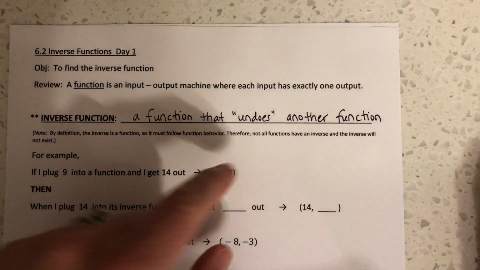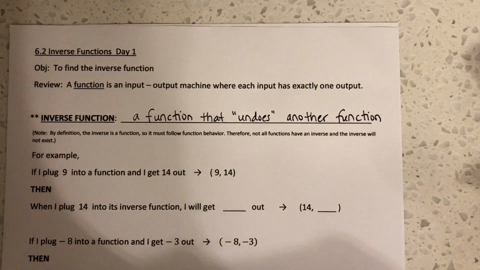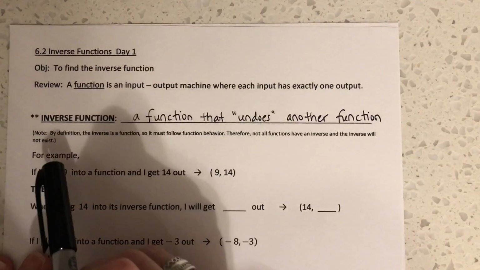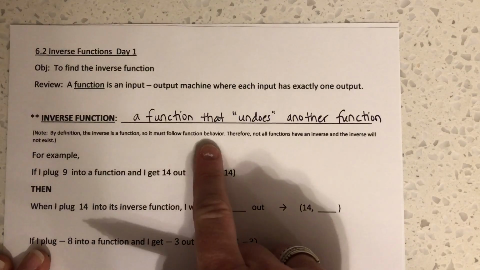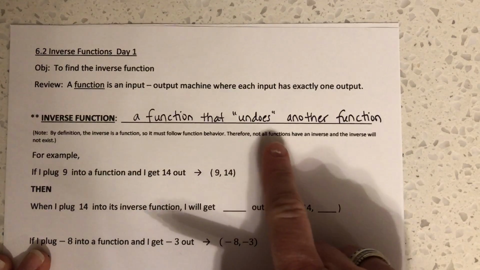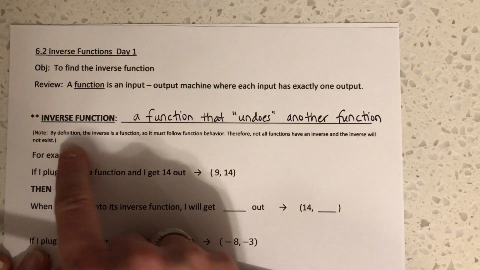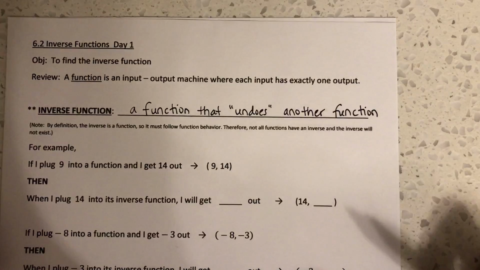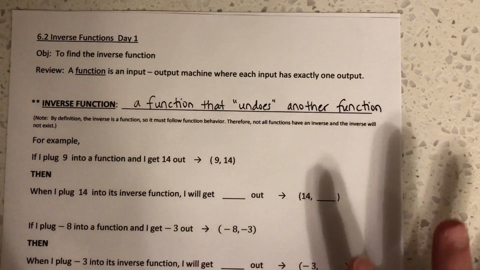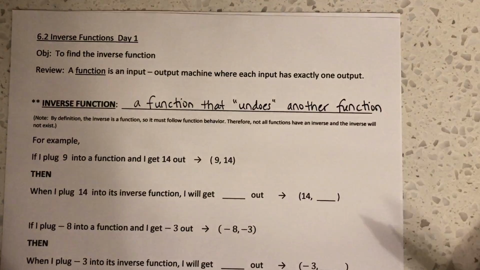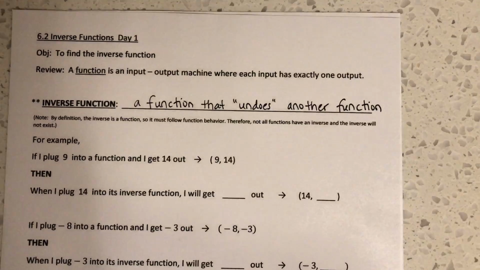So an inverse function will undo all of the operations that are being done in the original function, all right? I have to put a little bit of a disclaimer. By definition, the inverse is a function, so it must follow function behavior, and therefore not all functions have an inverse, and the inverse will not exist. All of the functions that we deal with today are going to have an inverse. I just feel like I need to put that, but you don't need to worry about it yet, okay? Just note that not every function actually has an inverse, but that comes much later.